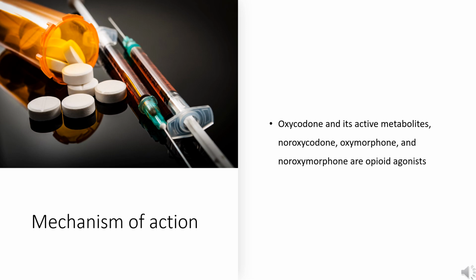Oxycodone and its active metabolites can selectively bind to the mu opioid receptor, but also the kappa and delta opioid receptors in the central nervous system and periphery, and induce a G protein-coupled receptor signaling pathway. Activation of mu opioid receptors inhibits N-type voltage-operated calcium channels, inhibiting responses to pain.